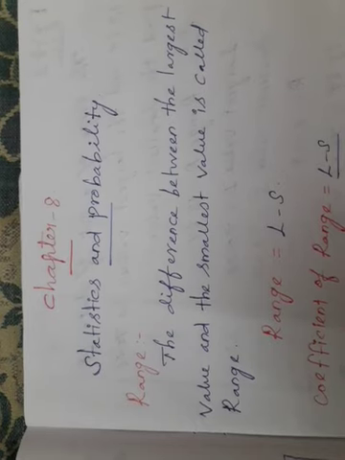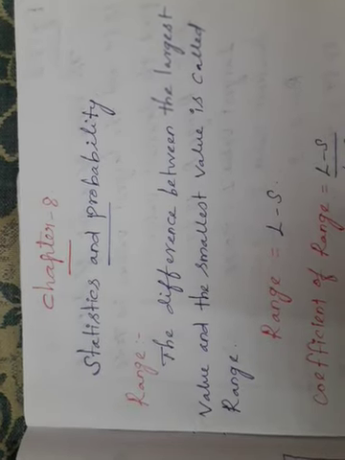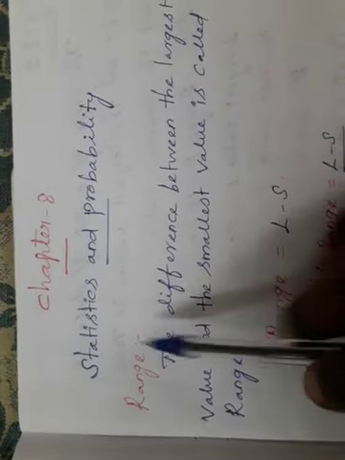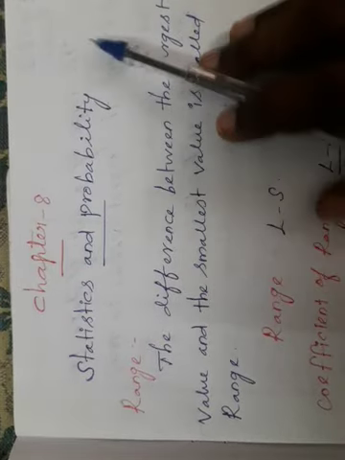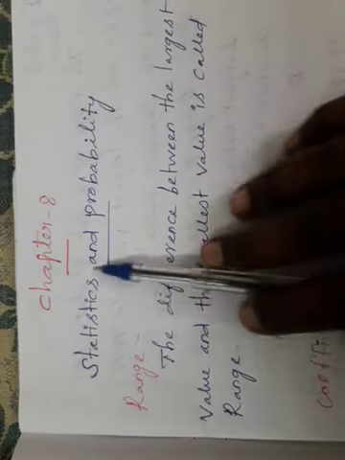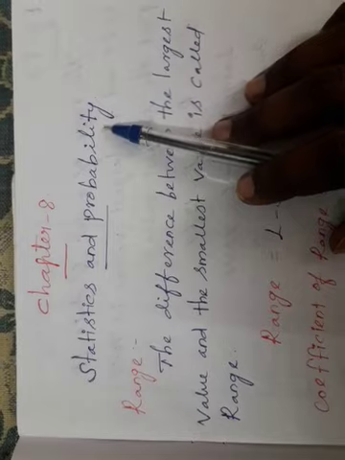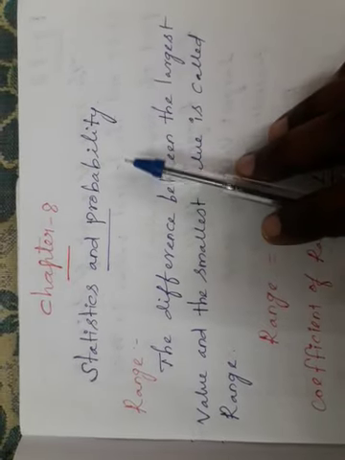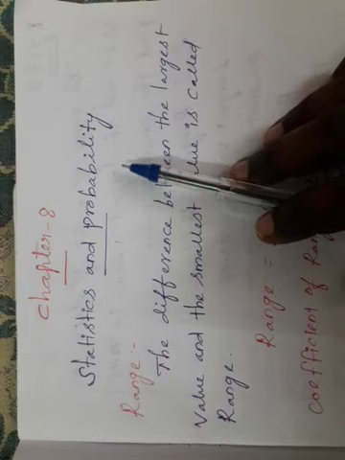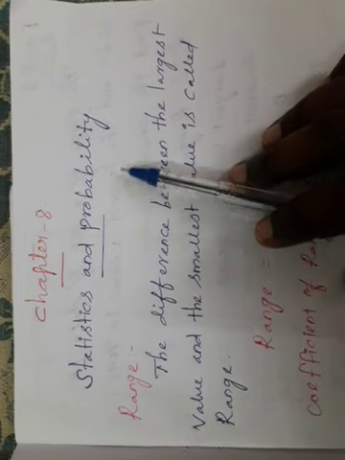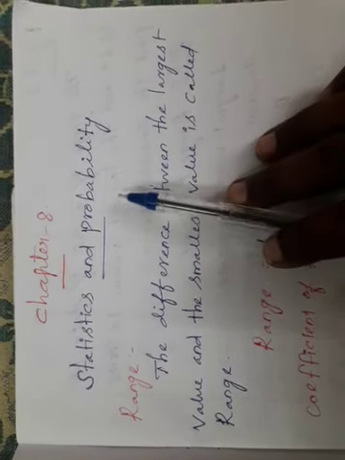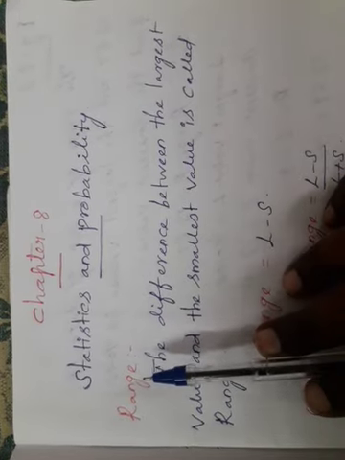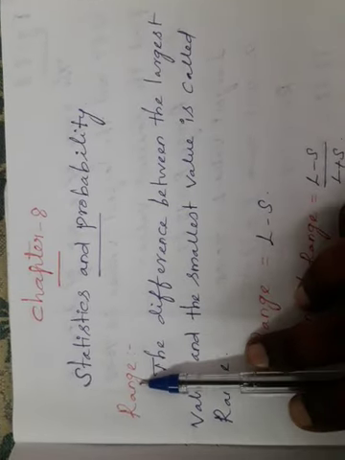Today we are going to discuss a new topic, Chapter 8, Statistics and Probability. Already in lower classes we have studied statistics and probability: mean, mode, median, range, like that. Many things we have studied already. Related to that only, we have to study this chapter also. First we are going to see range.